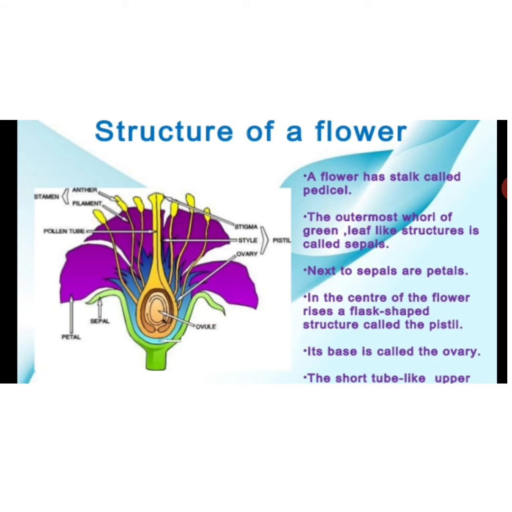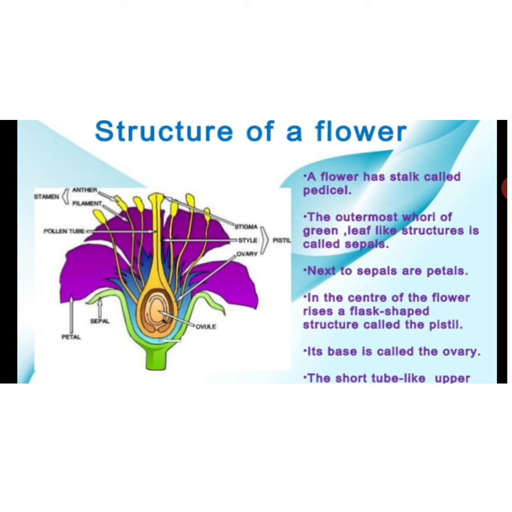So students, overall in the structure of a flower we have seen that a stalk-like structure is the pedicel, a green leaf-like structure is the sepals, and the male reproductive part in a flower is the stamen, and the stamen also consists of two parts, anther and filament.